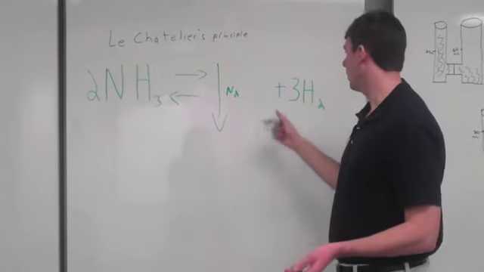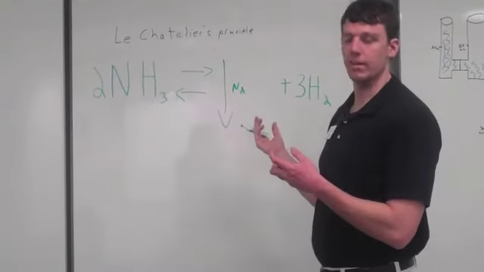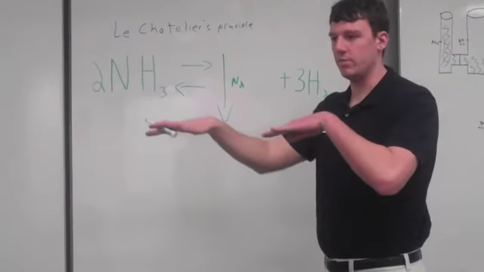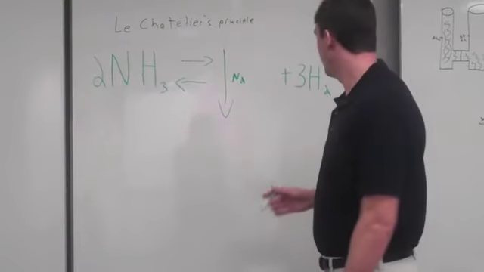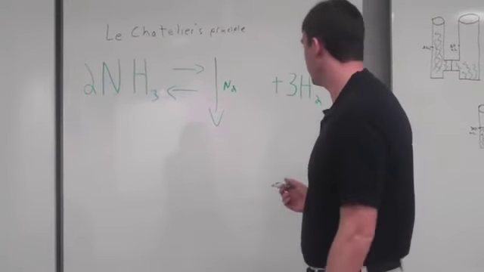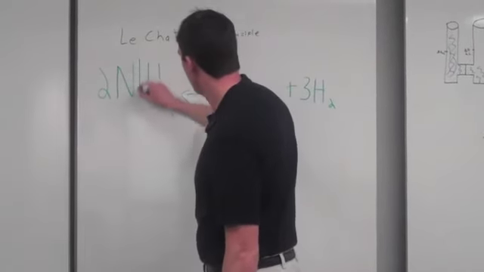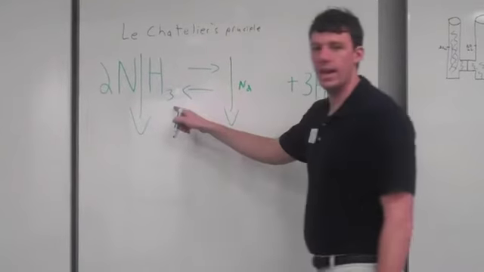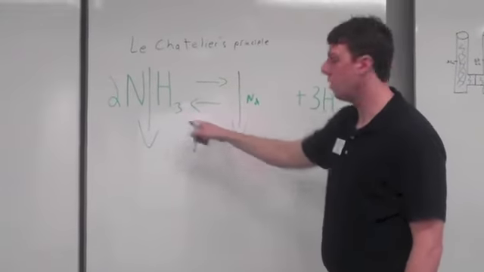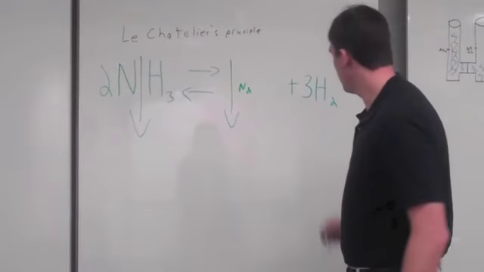Well, if we look at this like a scale, this thing has to come to balance, right? That balance beam has to eventually reach an equilibrium. We have to make more of this. That's the only way we can balance this. So what ends up happening is this goes down. More ammonia gas decomposes to form nitrogen gas and hydrogen gas.